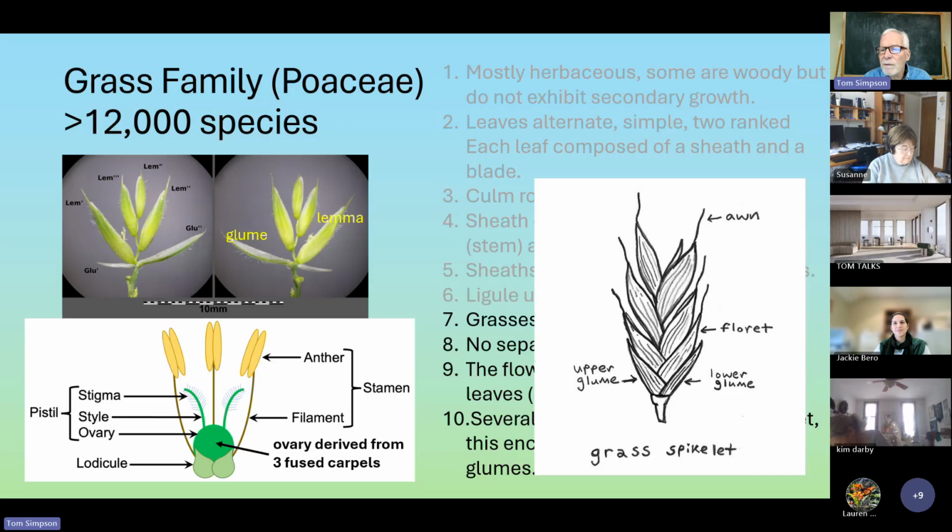And the individual flowers, florets we would call them here, are just small. The small flower surrounded by its lemma and palea then occurs in a spikelet. And so they're organized on the inflorescence, the flowering part of the plant. You will see spikelets, and the spikelets will sometimes have only one floret, sometimes they'll have many florets as part of that spikelet.